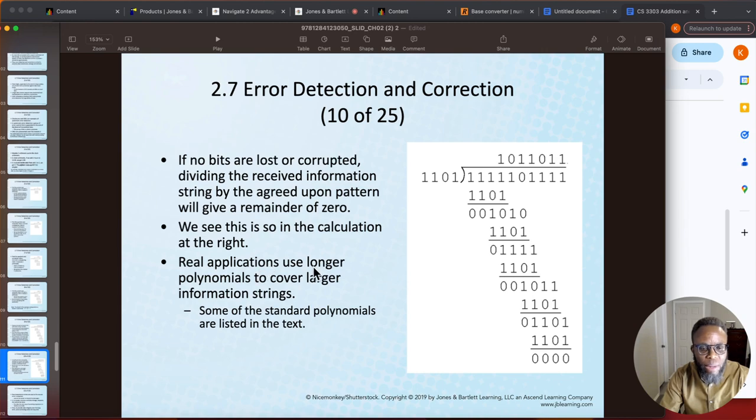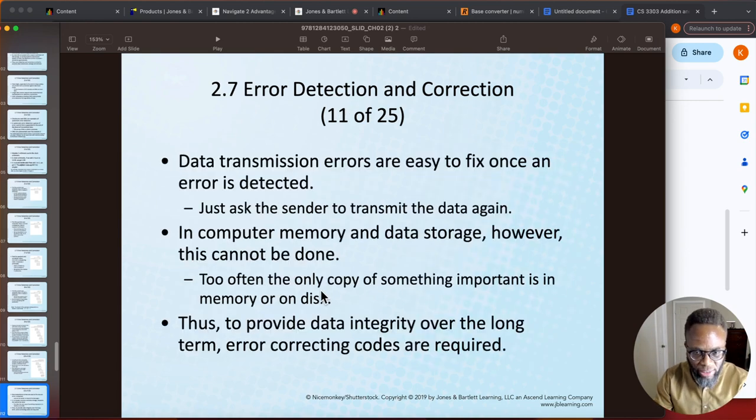Now, they say real applications use longer polynomials to cover larger information strings. You've probably seen CRC checks in a lot of things: zip files, data that you download from the internet. Computers really use long polynomials to compute these CRC checks. Okay.